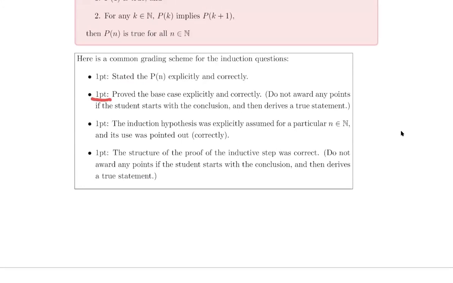The second step is that you need to prove the base case explicitly and correctly. Specifically, it says do not award any points if the student starts with a conclusion and then derives a true statement. This is a common mistake. A lot of students assume what they need to prove and derive a basic fact. This is not acceptable. If you do that, you don't get the mark. Common mistake.